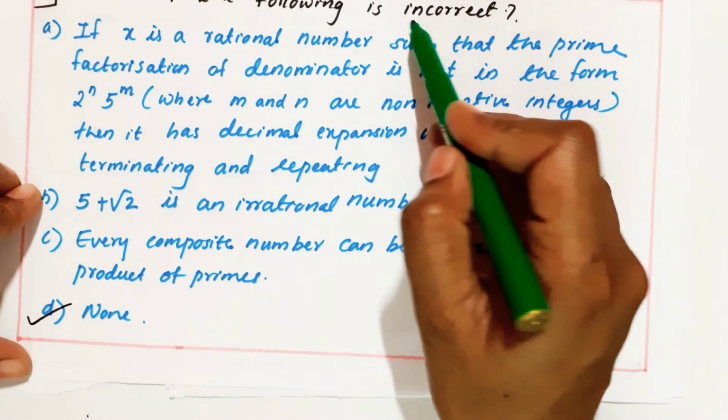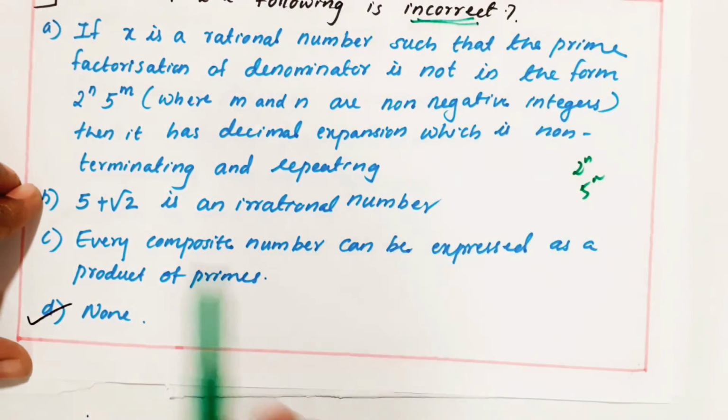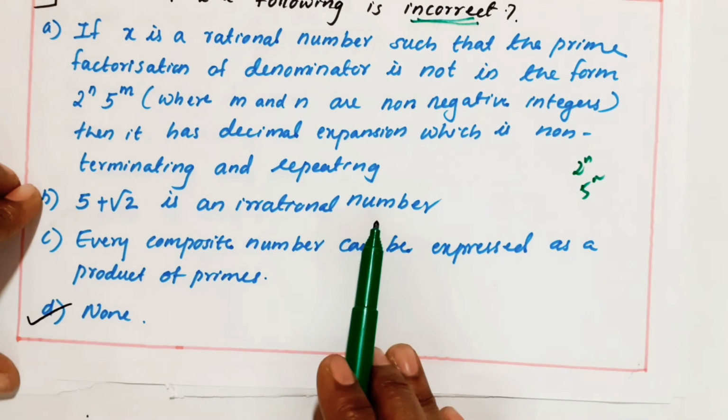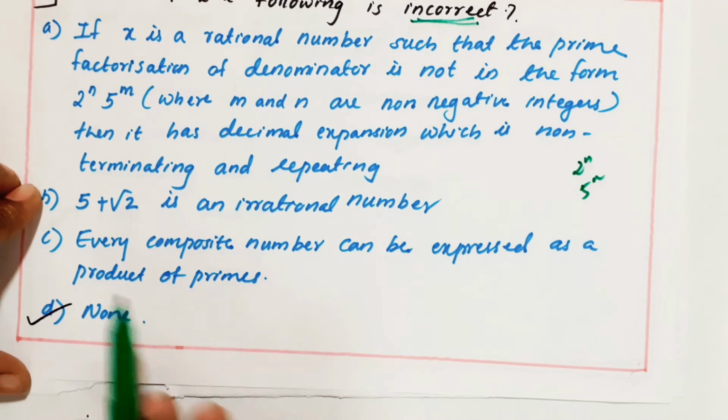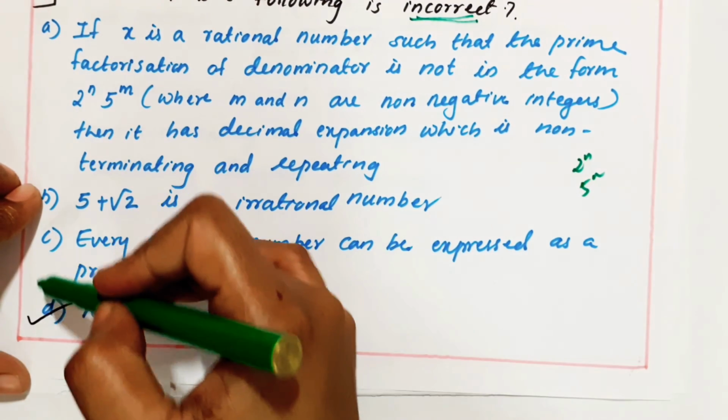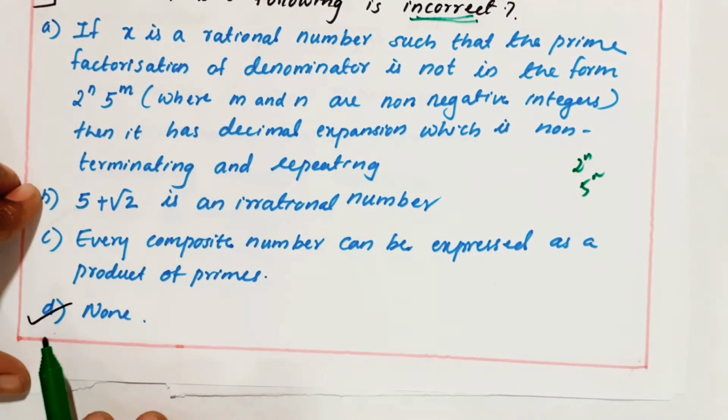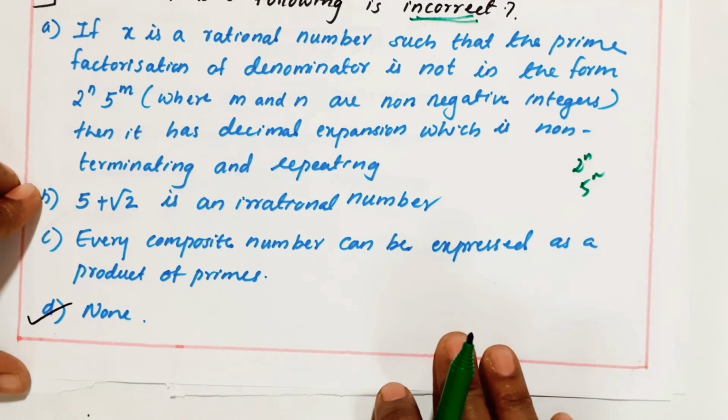They are asking which is incorrect. So first one is correct. 5 plus root 2 is an irrational number. That also is correct. Every composite number can be expressed as a product of primes. That also is correct. So all three are correct. So nothing is incorrect. So the answer is none.